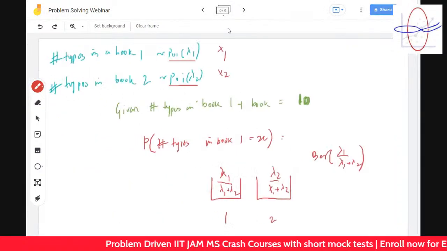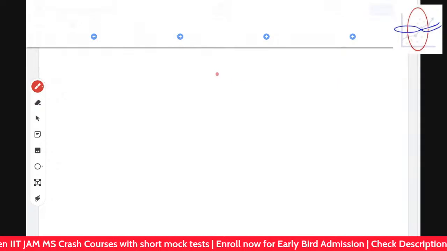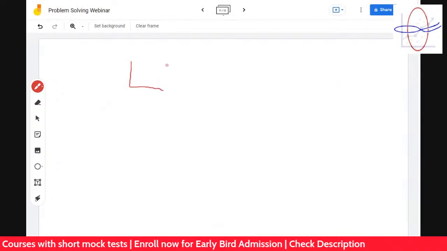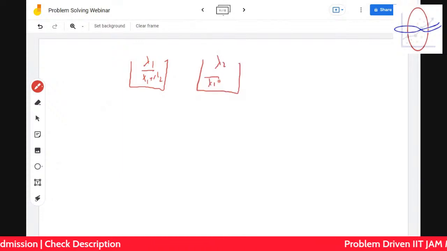So your question must be the following. You should ask: if you are saying that on average for Poisson the probability of coming from the first one is this, and from the second one is that, why is this not applicable for any random variable?